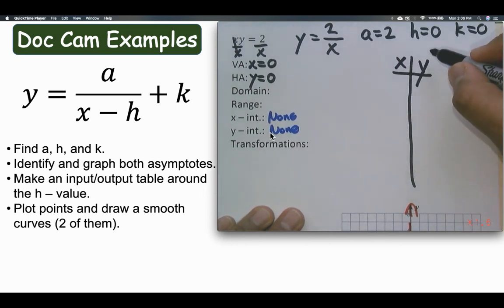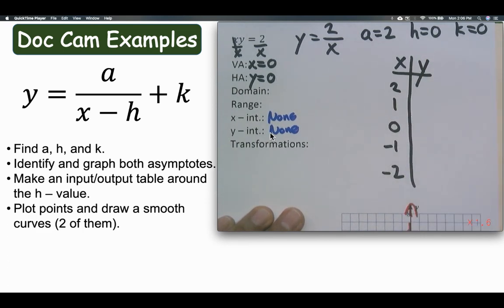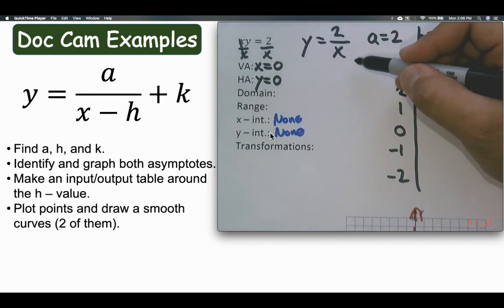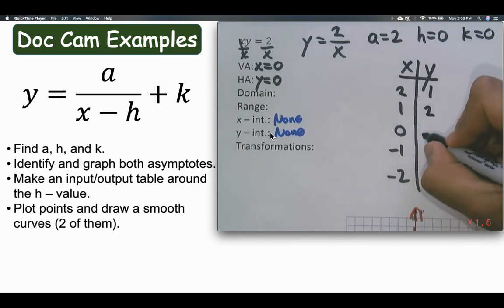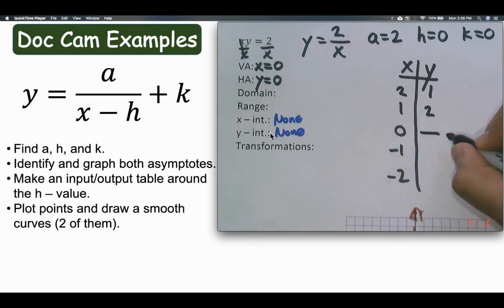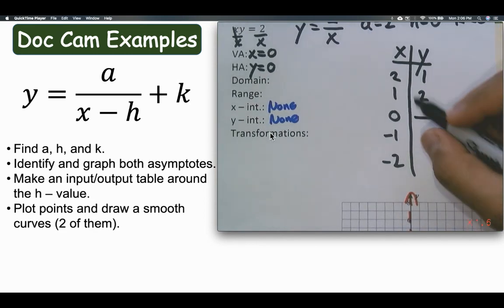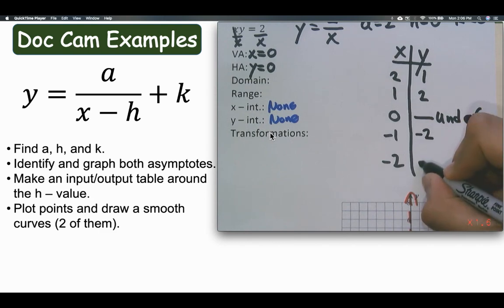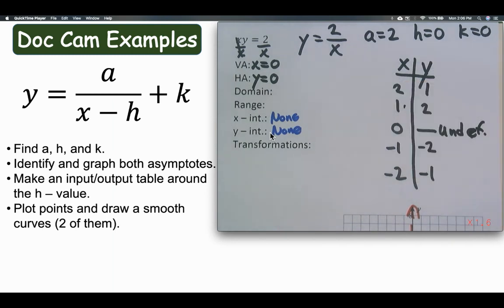So my table is going to start where my h value is, which is 0. I'm going to go up a couple and down a couple. When I plug these in, I'm going to get 2 divided by 2, which is a 1. 2 divided by 1, which is a 2. 2 divided by 0, which is not going to work out because that middle point never does. Undefined. Okay. -1, that's going to be a -2. That's going to be a -1. Okay, so when I plug these x values into this, that's what I'm going to get.